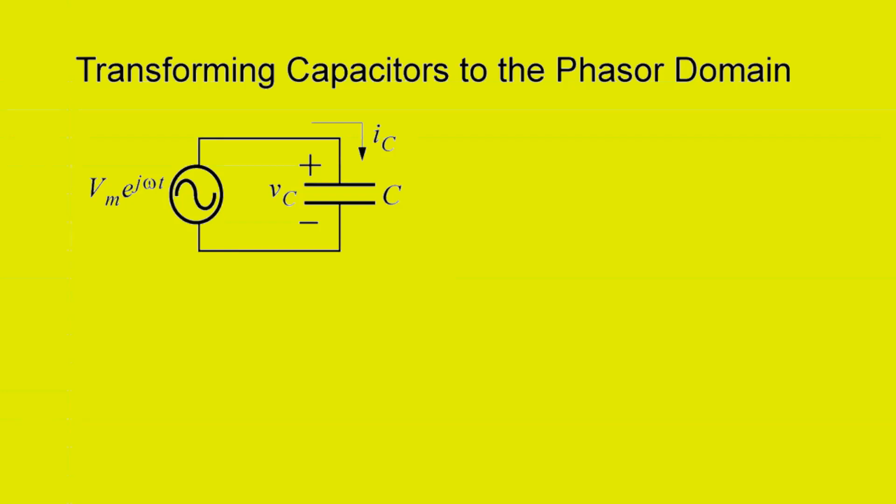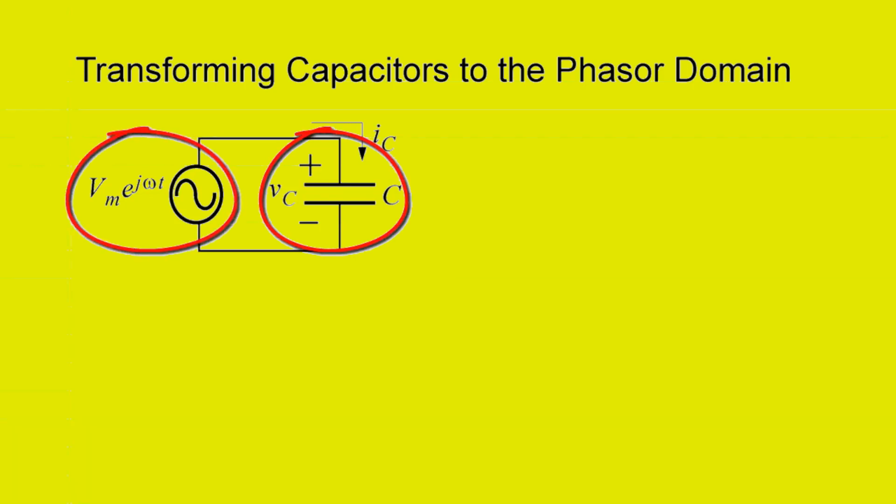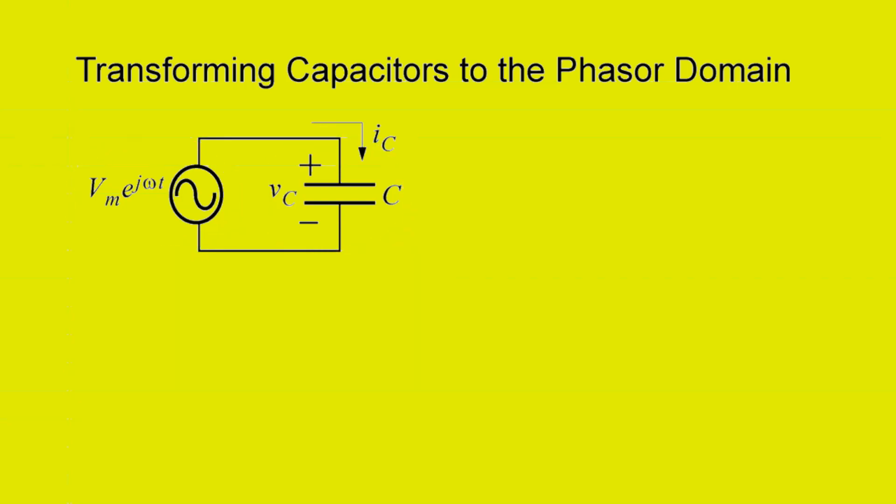Now we'd like to look at transforming capacitors to the phasor domain. Here we have a capacitor driven by a sinusoidal voltage source, and we'd like to find the current through it. Then recall that the impedance is the phasor voltage divided by the phasor current, so we need to find the phasor voltage and the phasor current.